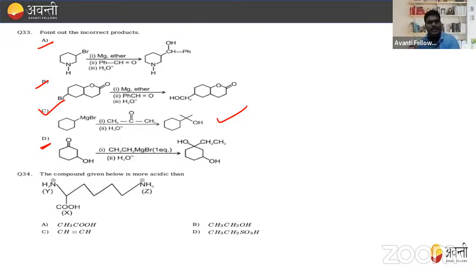Now, the compound given below is more acidic than which of these? The compound given below is more acidic than A, carboxylic acid, B, and C, right? So this is more acidic than the alcoholic group, the ethyne group, and the carboxylic acid, right? Sulfonic acid is a stronger acid than the carboxylic acid group. So that's why, except sulfonic, A, B, and C are all correct answers, right?